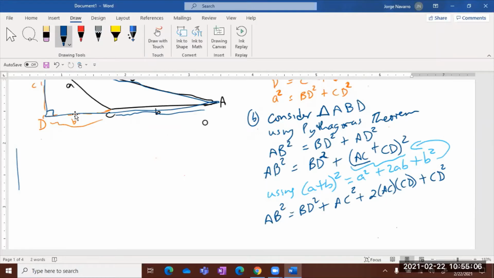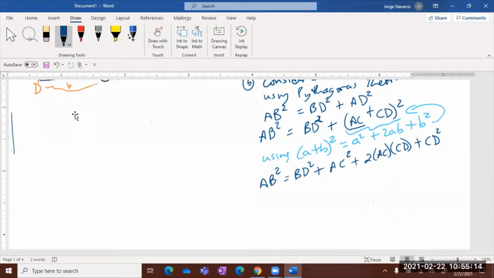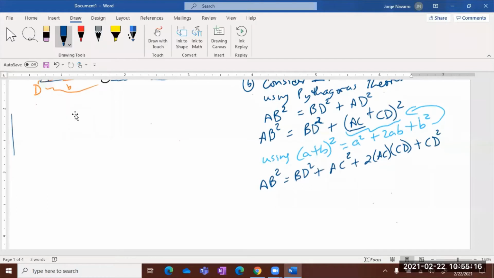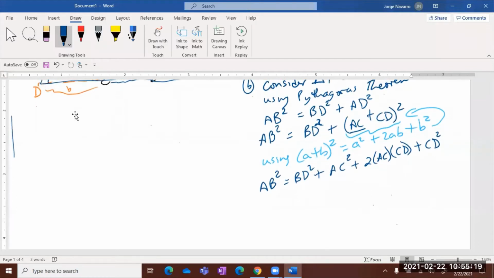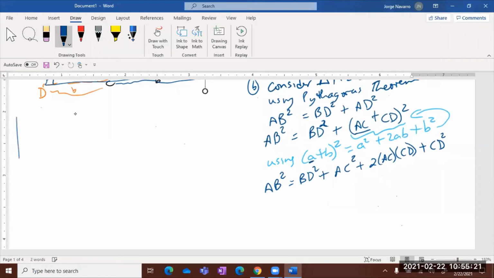Yes, sir. You lost me right there. Where? We want to use the M. The AB square equals BD square, because remember, the A is being represented by AC and the B is being represented by CD.